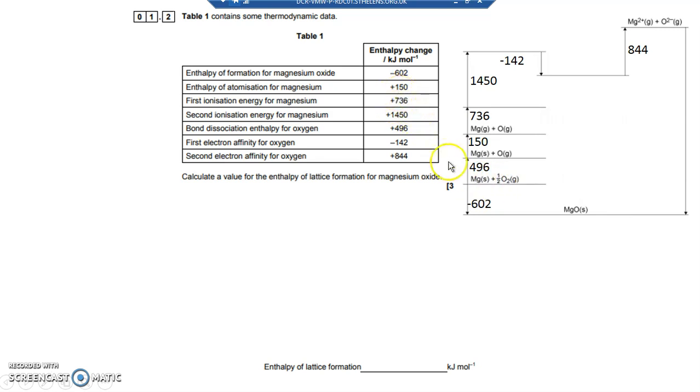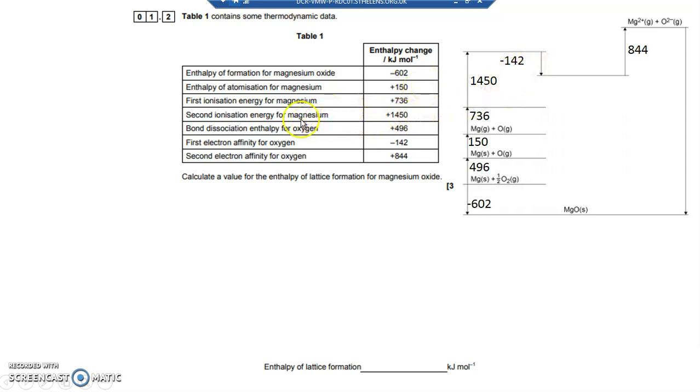And then I've put oxygen going from half a mole of O2 into O, that's the bond dissociation enthalpy of oxygen, so that's a 496 here. And then we've got magnesium atomization, magnesium solid going to magnesium gas, so that's 150. So enthalpy of atomization of magnesium. Then up to here was the first ionization energy of magnesium, which was a 736. We've got the second ionization energy of magnesium, a 1450.